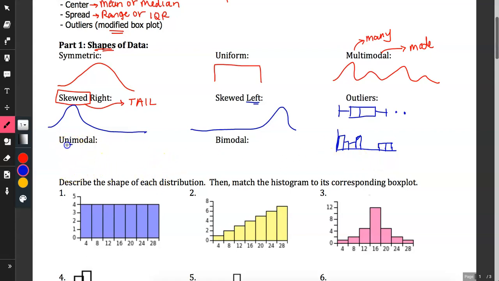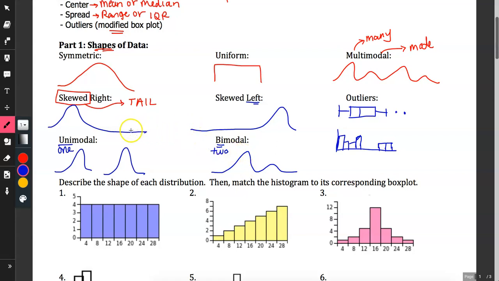Unimodal, that means uni means only one, so only one mode. So these skewed graphs could be considered unimodal. It could be symmetric and be unimodal. That just means there's one peak. Bimodal means there's 2 peaks. None of the graphs we've drawn so far have had 2 peaks. So it could look something like this. That would be bimodal, 2 high points. They don't have to be the equal height, but there's 2 of them.